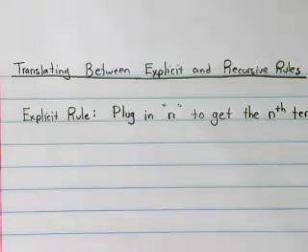Recursive rules don't work that way. With recursive rules, you don't plug in n, you plug in the term or terms that came before it. Recursive rules are nice because they're easy to make and easy to understand, but if you want a term way down the line, you got to go one step at a time, getting every single term up to the one you want. It takes forever to get up there.